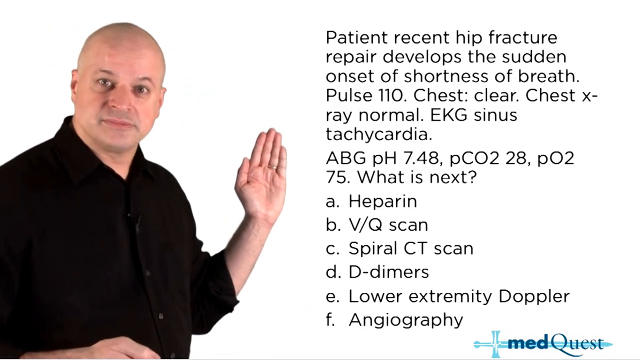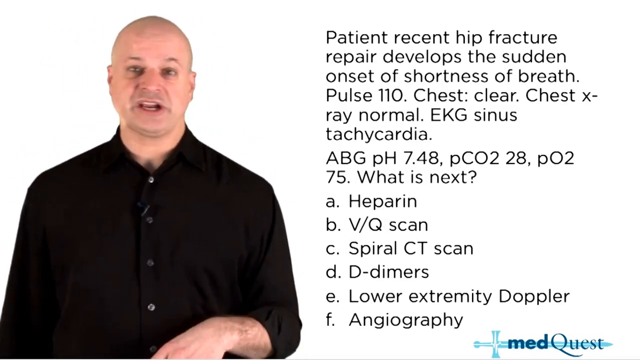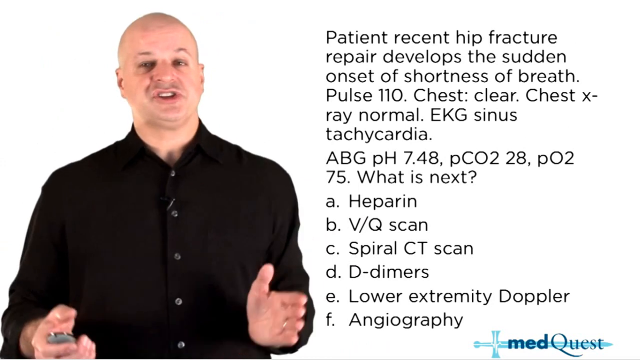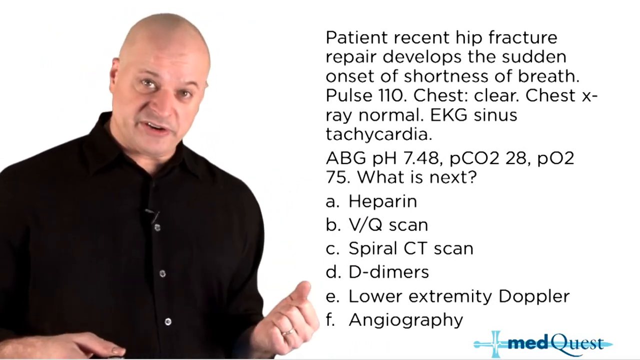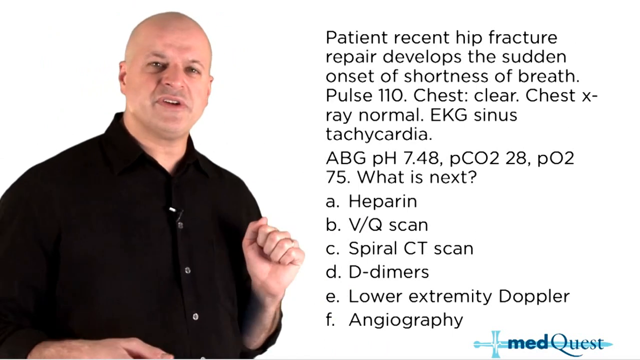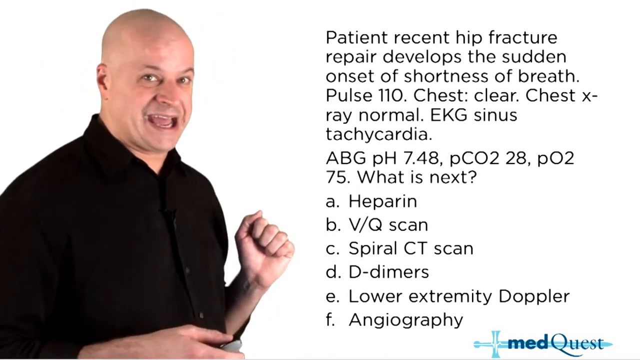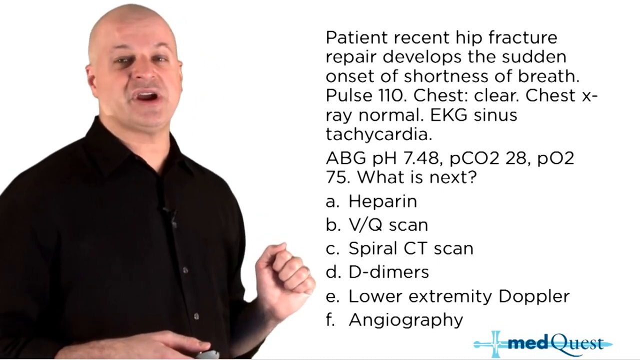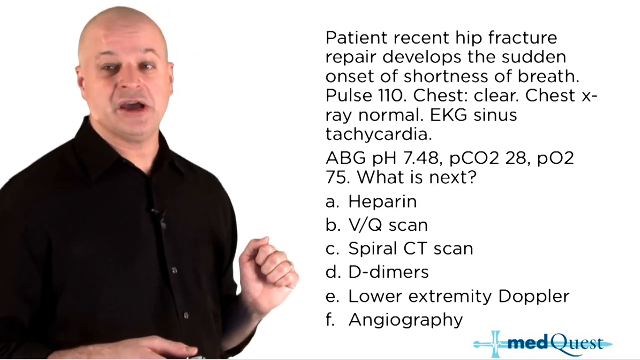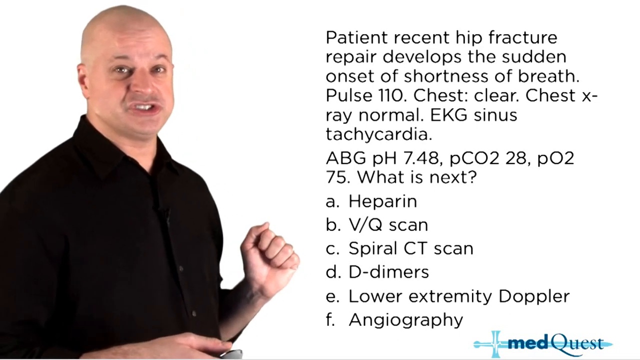Next. Now, a patient with a recent hip fracture develops a sudden onset of shortness of breath, and they've got a pulse tachycardia. Remember, tachycardia is very common, so much so that if you have a normal pulse, it's profoundly unlikely to have a PE. The chest is clear, the most common thing. The x-ray is normal, the most common thing. Sinus tach, but there's real respiratory alkalosis here. That CO2 is low.